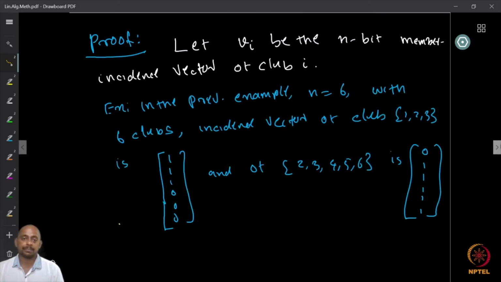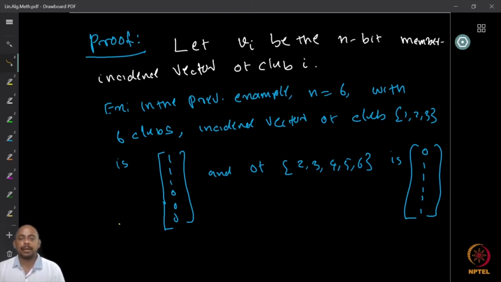Now let us look at a proof. Okay, so we have the people and the clubs, right? So we have n people in the city, and then we have a number of clubs, let's say.